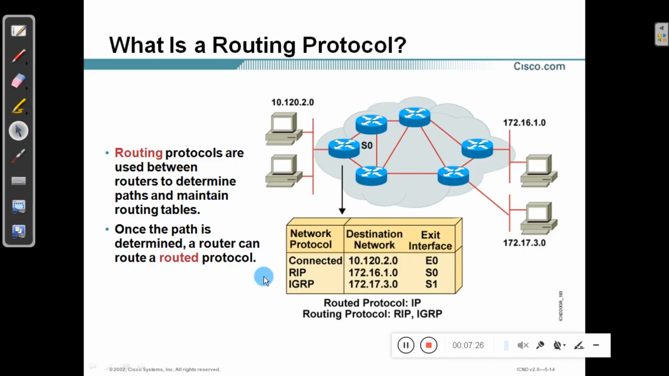So now, what are routing protocols? As I said earlier, routing protocols are used between routers to exchange information, and in that way they complete the routing table. Examples of routing protocols are RIP, IGRP, OSPF, etc. Example for the routed protocol.